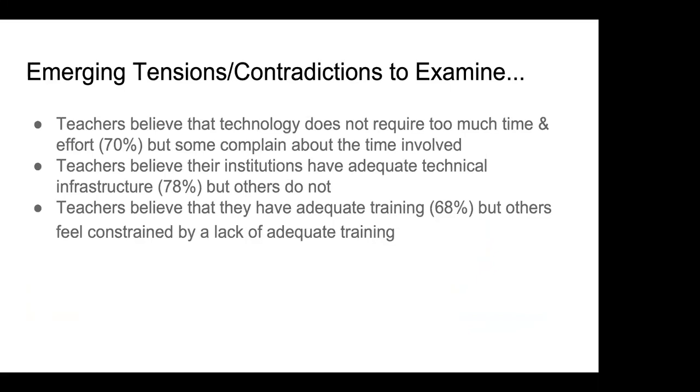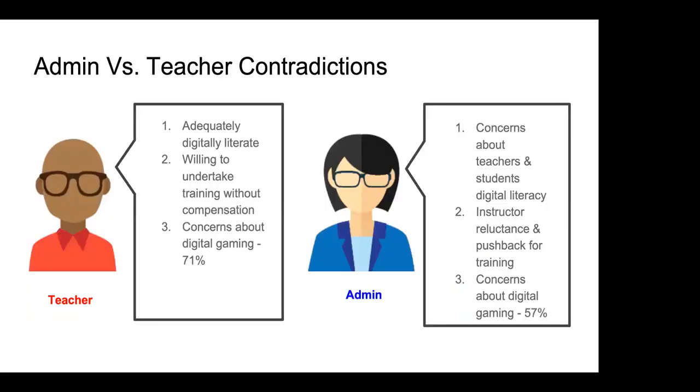You know, there can be quite a bit of variability in these contexts in which we teach. Teachers believe they have enough training, but others feel constrained by a lack of training. So these contradictions, these tensions exist. We also saw some differences with how teachers see some of these issues versus how admins see them. Teachers generally said we're adequately digitally literate, whereas admins said they're concerned about teachers' digital literacy.